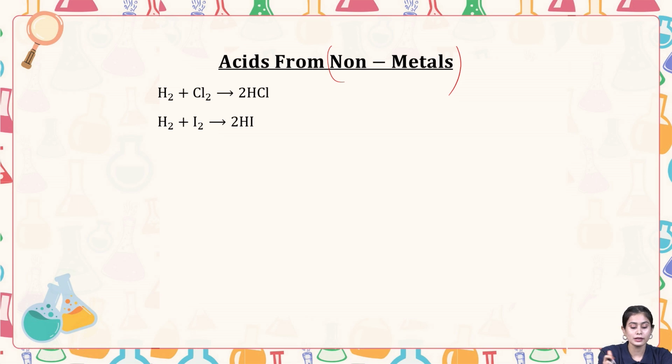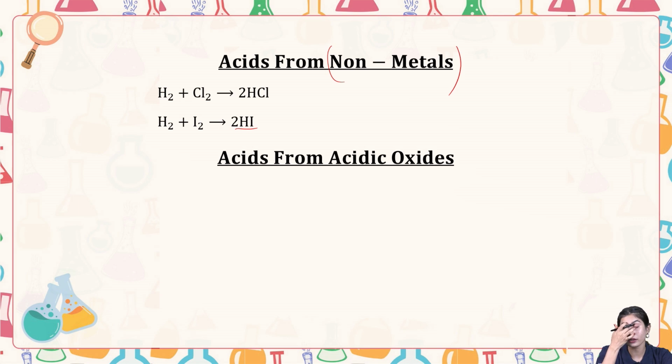Let's move on. H2 plus I2 will give me 2HI, hydrogen iodide. Then acids from acidic oxides. Now what are acidic oxides? You can take carbon dioxide, nitrogen dioxide. These are all acidic oxides, right?